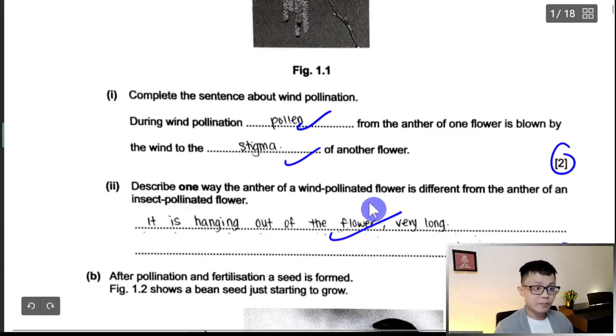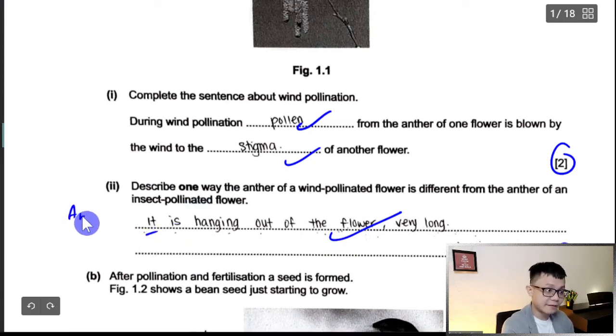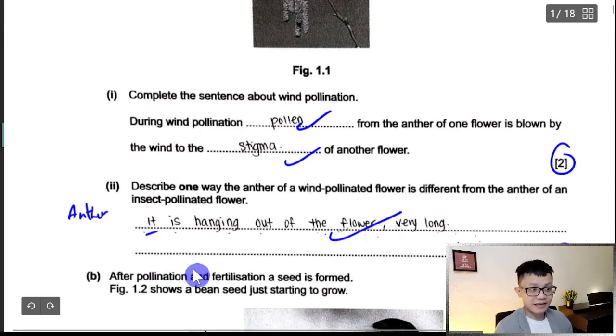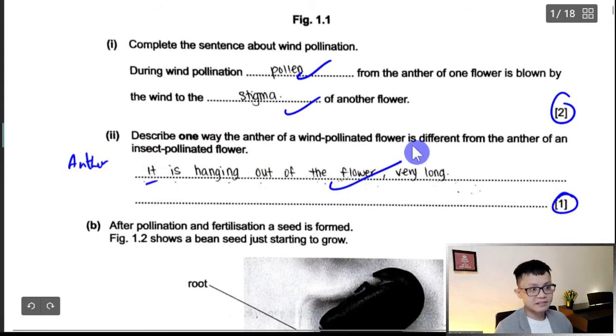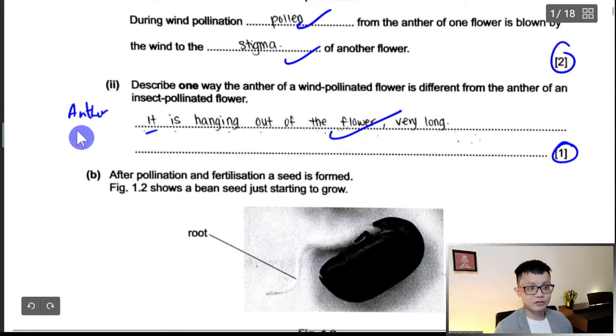Describe one way the flower is adapted for wind pollination. You should say that the anther is hanging out of the flower. That is the better answer. Even though the marking scheme says it like that, when you say "it", what does it mean by it? It can refer to the flower, the wind, or the insect. The marking scheme says the anther is hanging out of the flower, and it's very long, but I still gave it correct. But in the exam, just make sure you put anther rather than it.